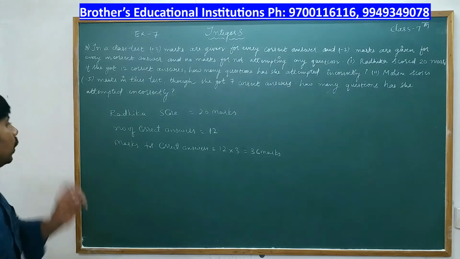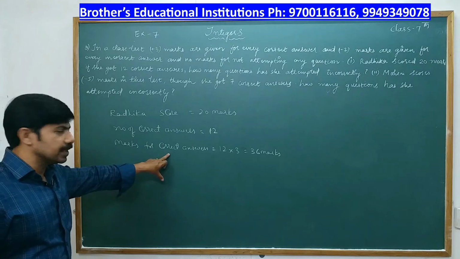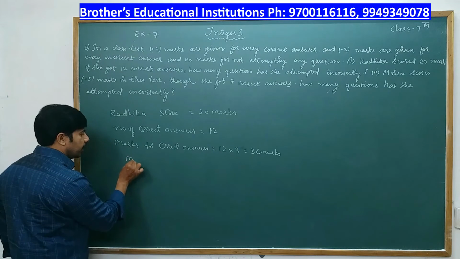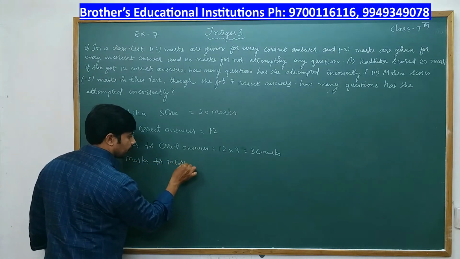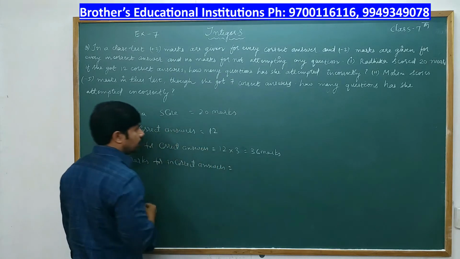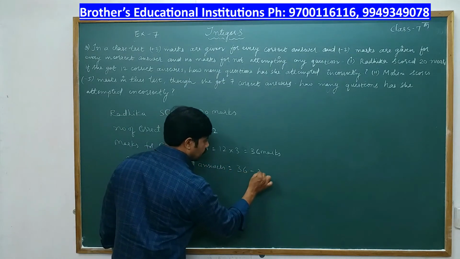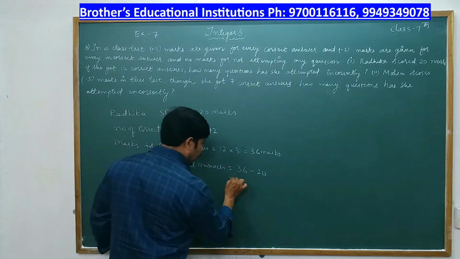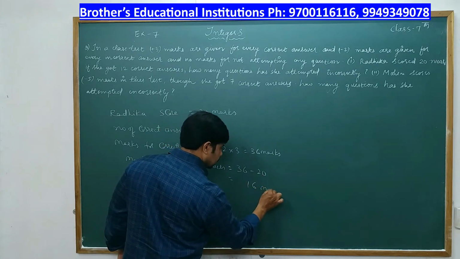For that, from the total score, if we subtract the correct answer marks, we'll get the marks for incorrect answers. So the marks for incorrect answers, the mistakes: the total score, how much she got? 20. Minus the marks for correct answers, 36. If I subtract these two, I am going to get 16. So marks for incorrect answers is 16 marks.